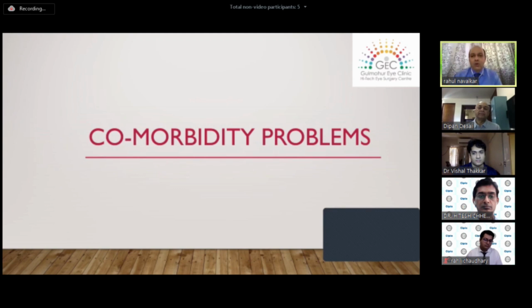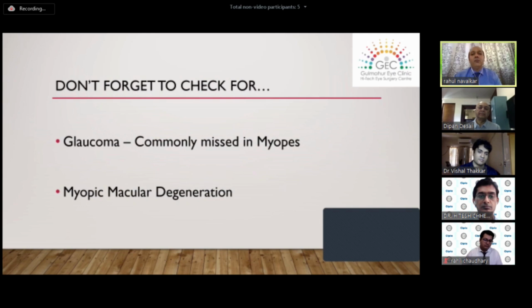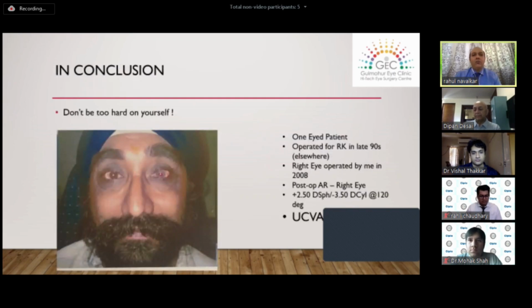Now, coming lastly to what are the comorbidity issues. We must not forget that glaucoma is very commonly missed in high myopes, and post-LASIK, as you know, the IOL power measurements are a bit haywire. So we have to really watch closely for glaucoma. And never forget that these myopic patients who have undergone LASIK are coming to you years later, and they are prone to myopic macular degeneration. So OCT, which is mandatory for all pre-operative cataracts at our place, we look very closely for this myopic macular degeneration. Now, in conclusion, I want to say, don't be too hard on yourself.